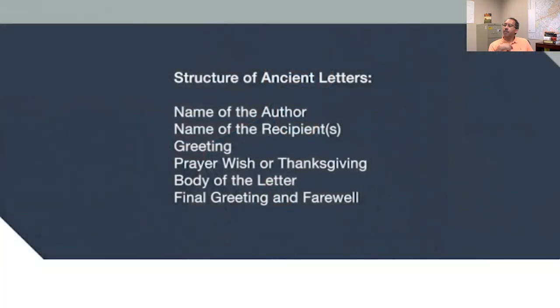The diversity of the New Testament letters is also evident in their structure. Ancient letters tended to follow a very defined structure with six parts. These parts included, first of all, the name of the author. Secondly, the name of the recipients. Third, there'd be a greeting to the person being addressed. Fourth, there'd sometimes be a prayer wish or a thanksgiving for that person. Fifth would be the body of the letter, whatever the author was speaking about. And then finally, there'd be greetings and a farewell. The most variable of these is number 4, the prayer wish or the thanksgiving. Some letters have these kinds of thanksgivings, some of them don't. Apart from this, however, most letters follow this basic structure, and most New Testament letters do as well.